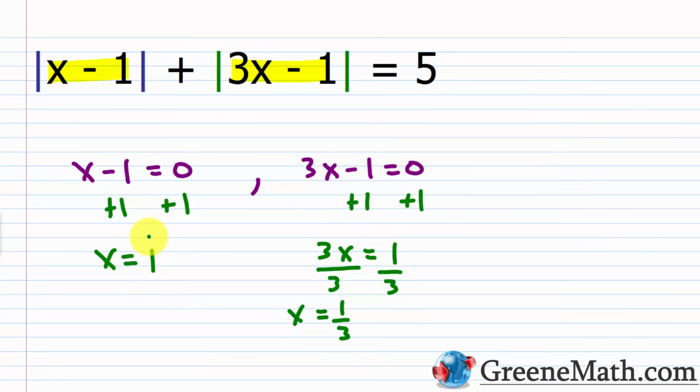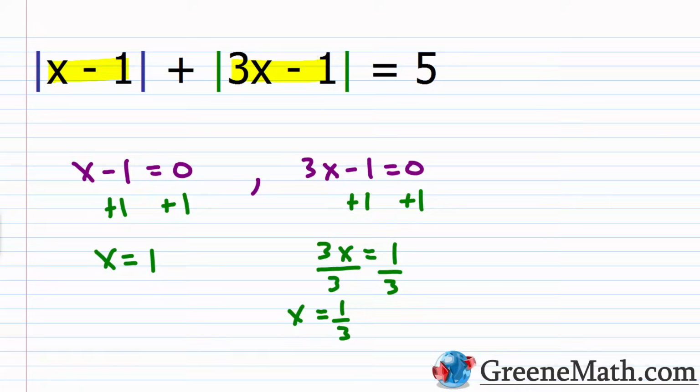So this value here of 1 is what makes this expression here equal to 0. Right? If I plugged in a 1 there, 1 minus 1 would be 0. Okay. This value of 1/3 is what makes this expression equal to 0. 3 times a third is 1. 1 minus 1 is 0. So we can see that. So we're going to use these two values to split the number line up into intervals.